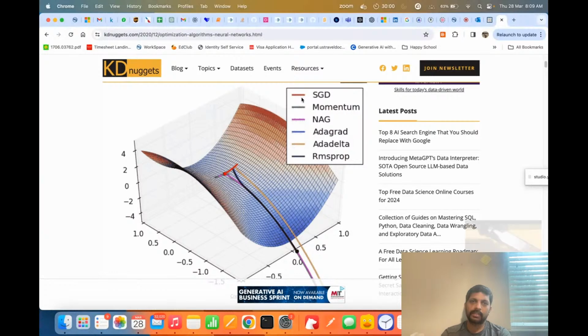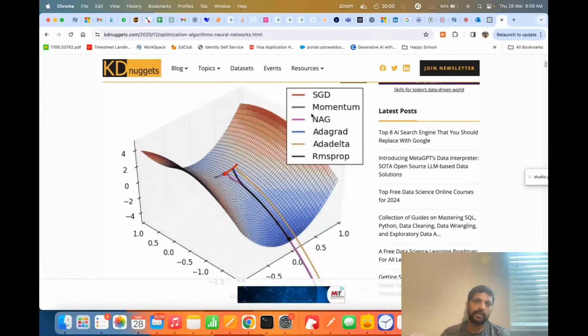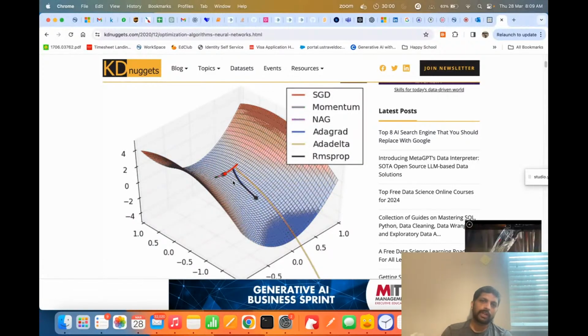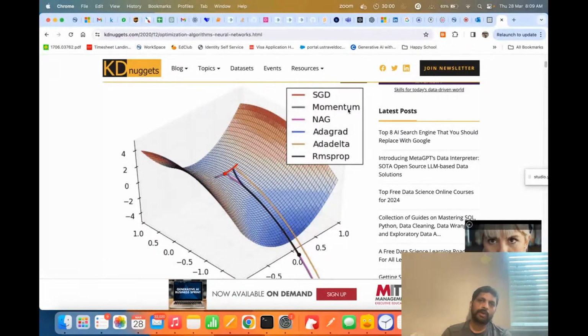SGD is the red color. If you look at it, SGD is coming from here to here, and it is stopping there. It is not going down. Whereas momentum, which is green in color, I'm not sure, it doesn't show here. Because the green line is not coming here, I'm assuming the green, momentum, is also stuck here.